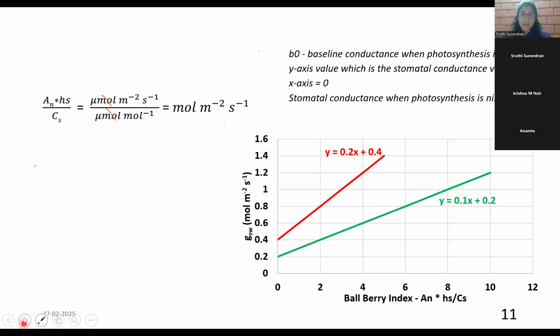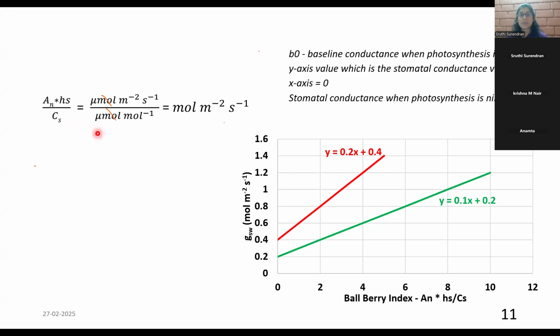Now in this Ball-Berry equation, this Ball index that you see, AN into HS by CS, let us go deeper into the unit of that. Now this is the Ball index, that is AN into HS by CS. Now we know that assimilation rate is always represented as micromoles per meter square per second. So that is the value over here. HS is relative humidity. Relative humidity does not have any unit, it is basically a percentage value. So it is dimensionless. So we are not using any unit over here.